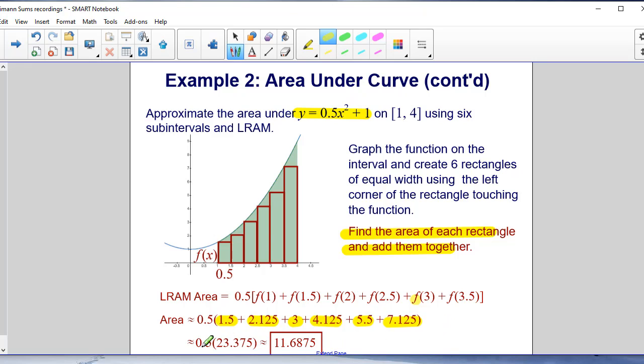Adding all those together and calculating the arithmetic, we get the approximate area under the curve from 1 to 4 will be 11.6875.